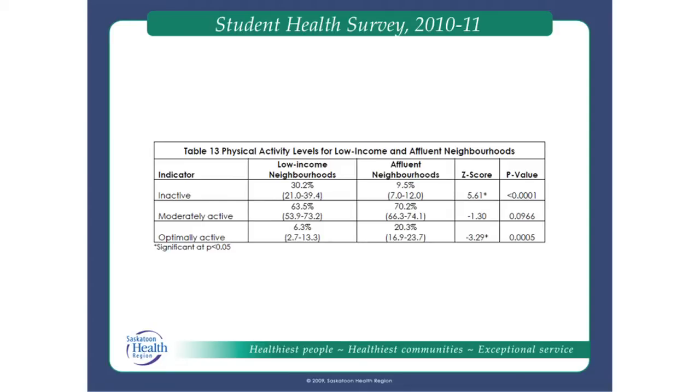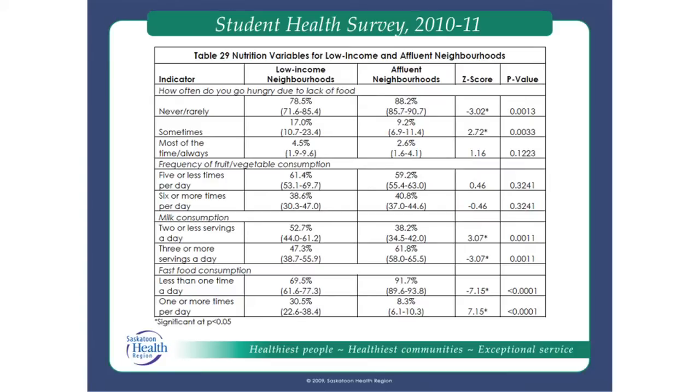And then nutrition variables. We have food security, how often do you go hungry due to lack of food, and frequency of fruit and vegetable consumption and fast food consumption, all significantly different for the two different groups.